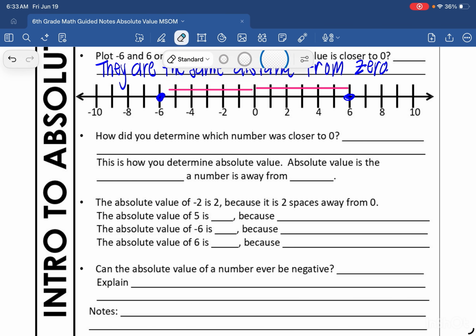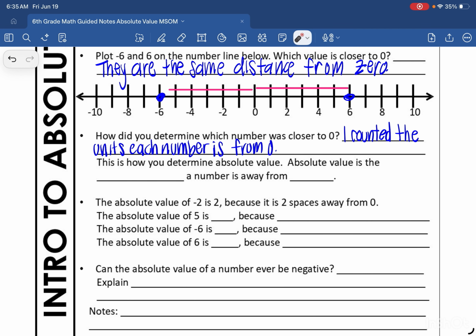How did you determine which number was closer to 0? I counted how many units each number is from 0. The number with the smallest distance is closer to 0. This is how you determine absolute value. Absolute value is the distance a number is away from 0.